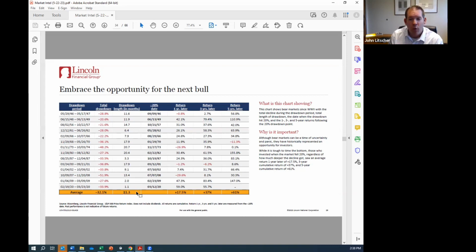If we look at what the market did 1 year, 3 years, and 5 years beyond those bear market dates, you can see the market was very favorable. The 1 year return is averaging plus 17.5%, 3 year average at 37%, and 5 years later, average is 61%. So the key is to hang on. We don't know when that bottom's going to happen, but we also don't want to miss any of this bull market that will occur here in the future.